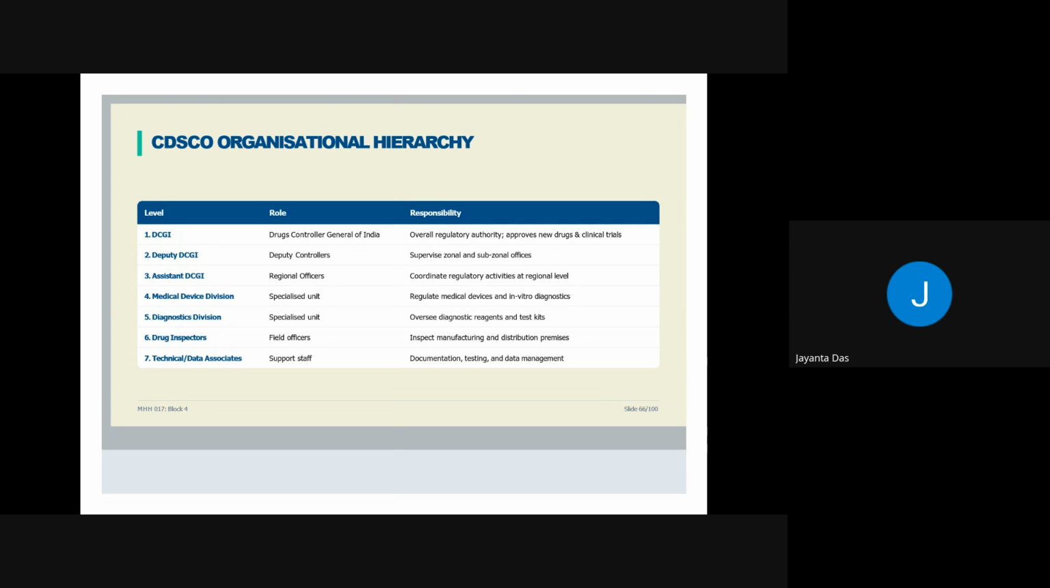The organizational hierarchy is that the DGCI is the topmost, what you can say, executive person, manager. Under him, 2 deputy DGCIs, assistant DGCIs, medical device division, diagnostic division, drug inspectors, and technical data associates.